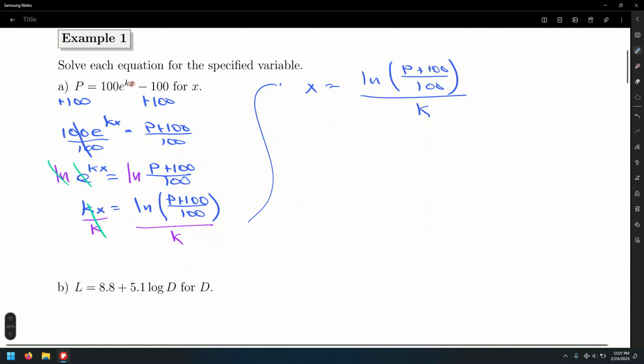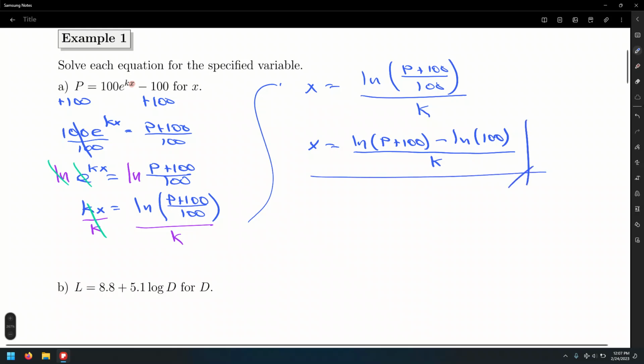Notice we have the natural log of a quotient. We can use the quotient rule for logarithms. So x will be ln of P plus 100, and because the 100 is in the denominator, we need to subtract ln of 100, and that whole thing divided by k. And that's the solution to this equation.